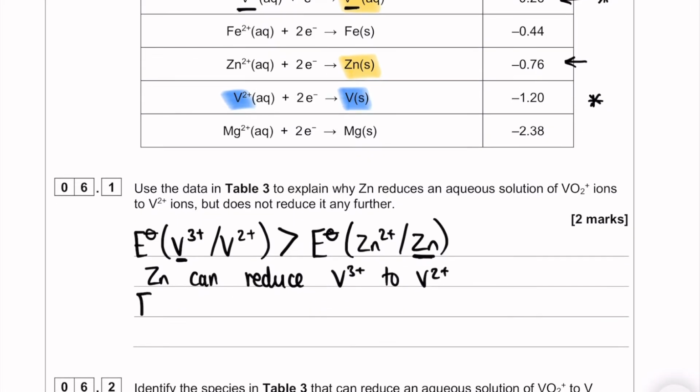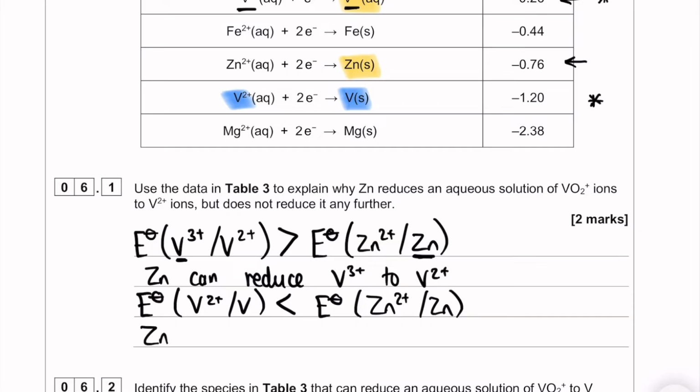But then if we have a look here, the standard electrode potential of Zn2+, in fact, let's do it the other way around for the vanadium. Vanadium 2+ to vanadium is less than. So if it's less than, it can't do this reaction. Zn cannot, because it's less than, cannot reduce V2+ to V.